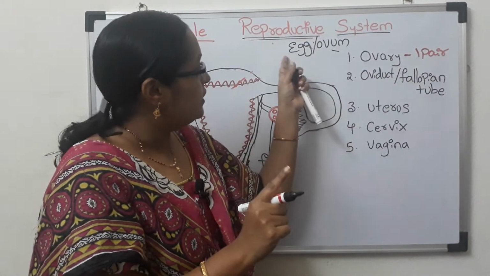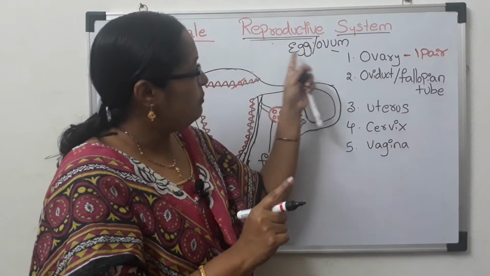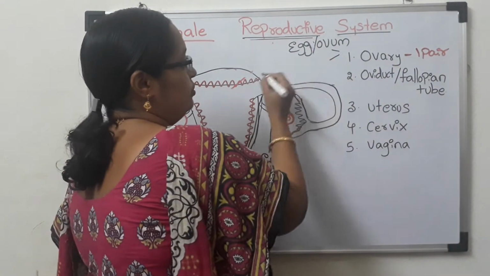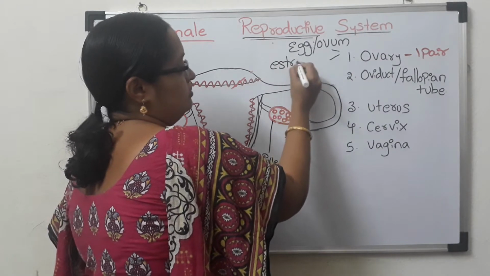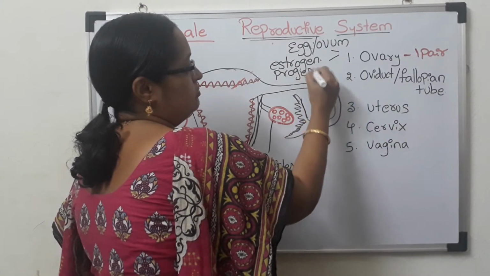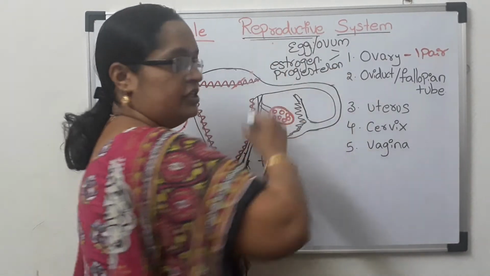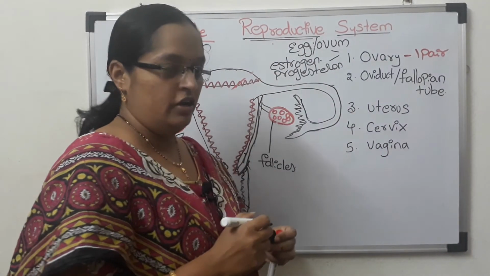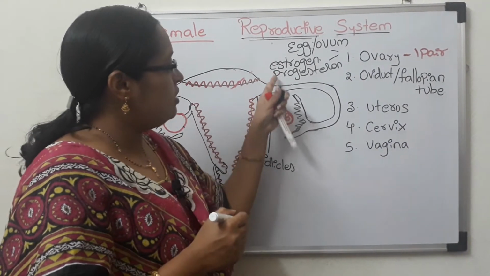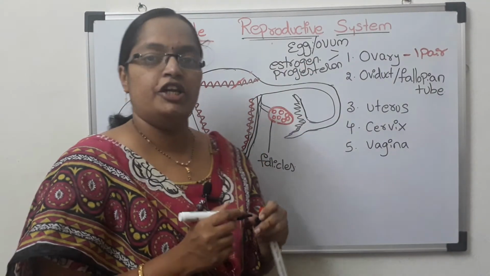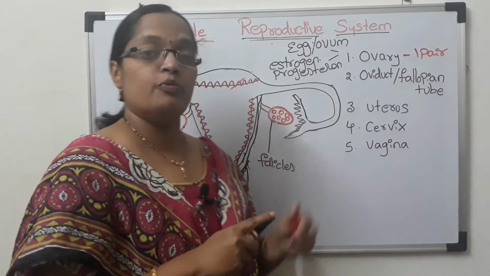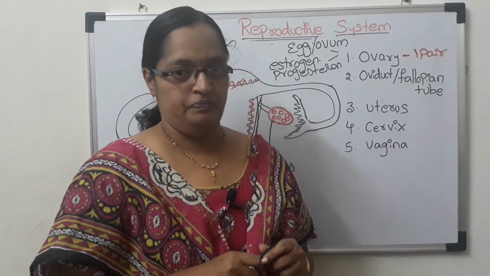Got it? The function of the ovary is to produce the egg or ovum, and they also produce the hormones estrogen and progesterone. Both are female hormones. Estrogen is used for the development of secondary sexual characters, and the progesterone hormone is released during pregnancy. Got it?